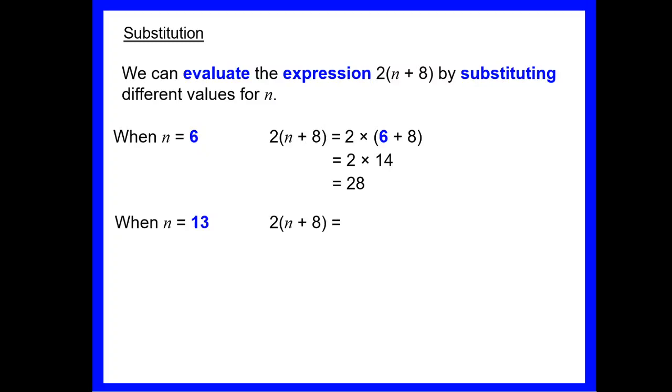Last time then, n this time is 13, so we're going to replace n with 13. That's our substitution done. Now you'll always get a mark for doing the substitution correctly, so make sure that you do that bit first. Then we work it out. So again, brackets first, we get 2 times 21, and 2 times 21 is 42. So when n is 13, our expression has a value of 42.